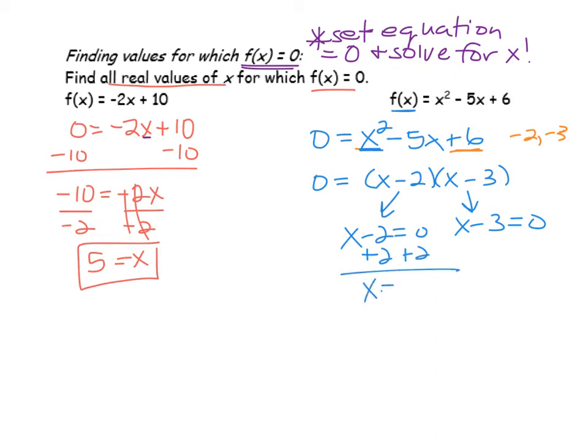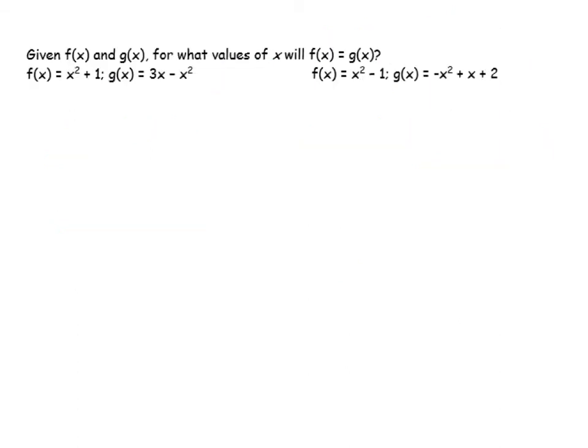So one value for x that makes the f of x function equal 0 is 2, and the other value is 3. We have two solutions here. And that's finding values for which f of x equals 0. The last part of 2.2 says given f of x and g of x, so now we have two different functions. For what values of x will the functions equal each other? So you're literally just going to start off by setting them equal to each other.